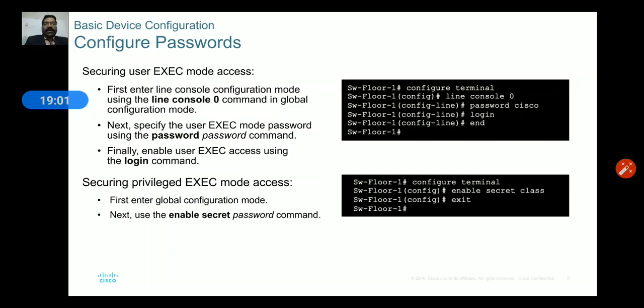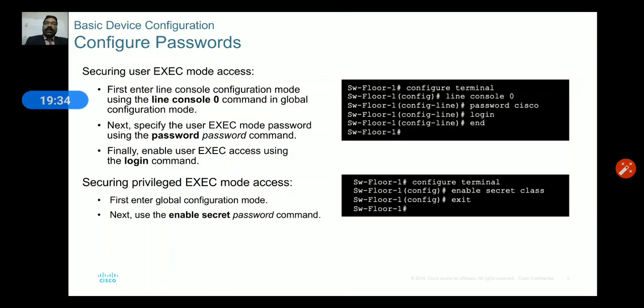Okay, configuring password. First we are going to configure the password for the user exec mode. We are going to secure the user exec mode by using the password. How to secure the user exec mode by using the password? I already said that if you want to do any configuration, that should be done only in the global configuration mode. First you have to go to the global configuration mode. If you are in user exec mode, you have to type the command enable, then you have to type the command config t, then you have to start.